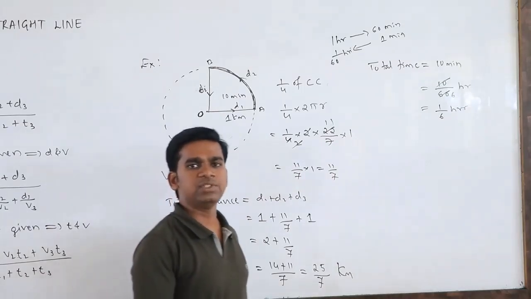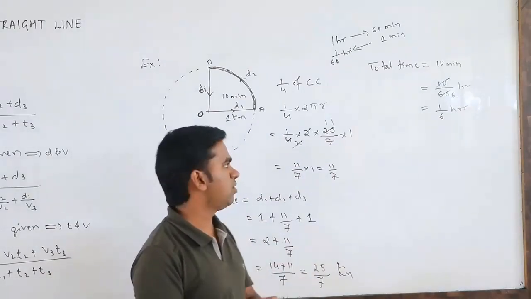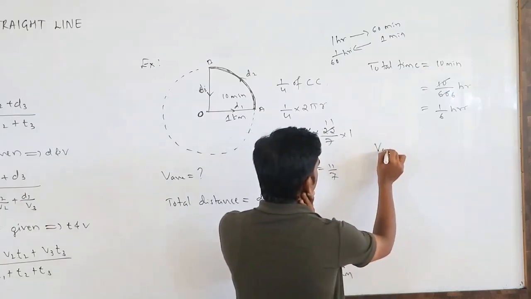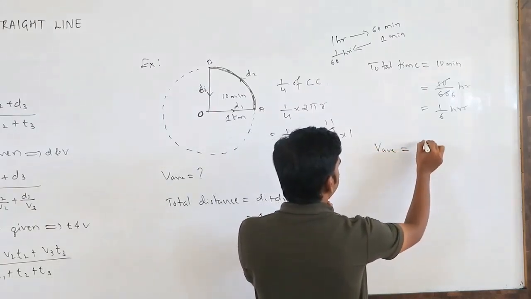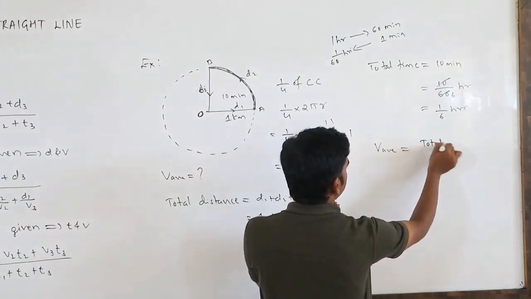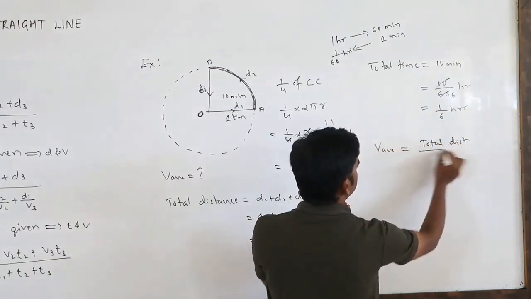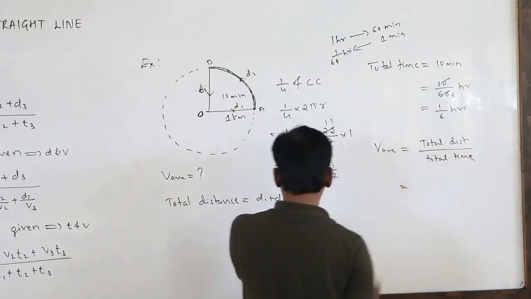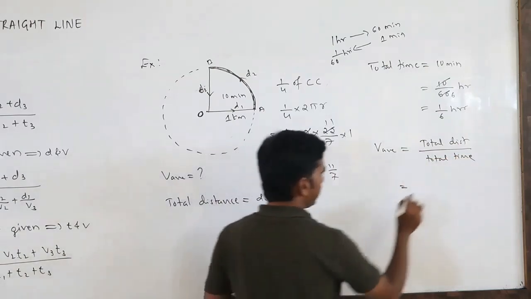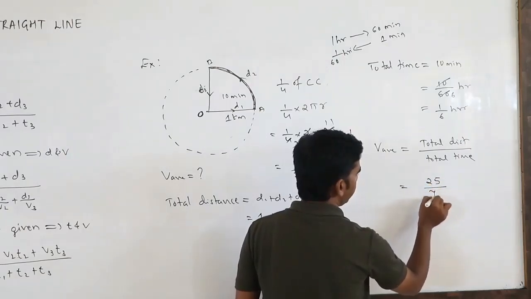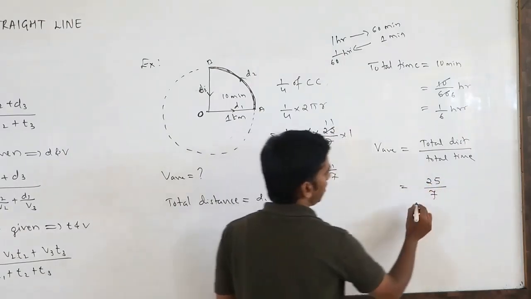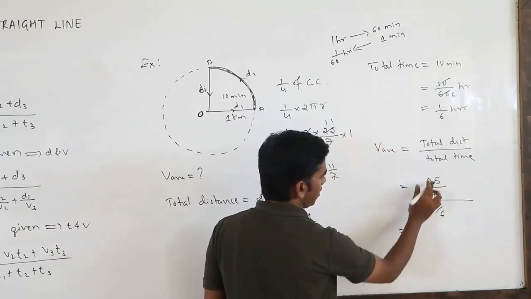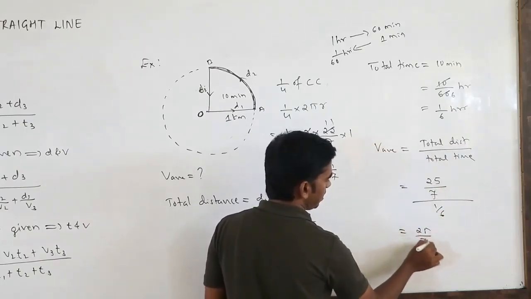Obviously 10 minutes means what? 60 divided by 10, you will get 6. So 1/6 hours. Now V average is equal to total distance divided by total time. So what is total distance? Total distance is 25/7. So total time is 1/6.